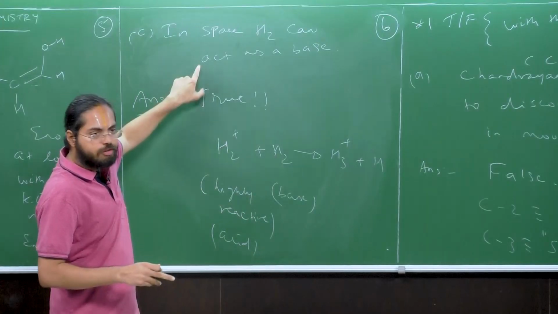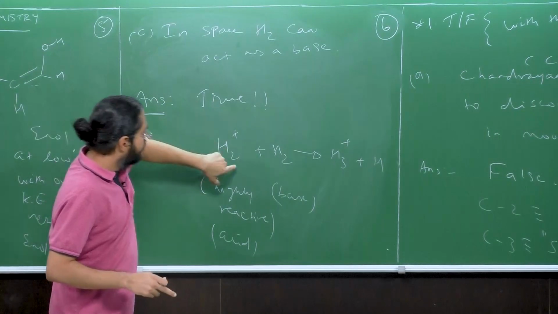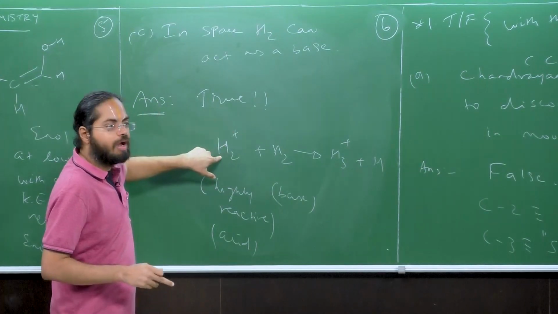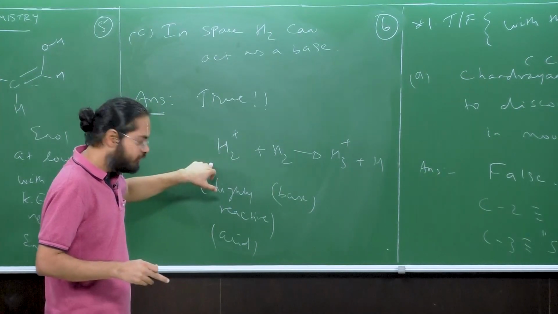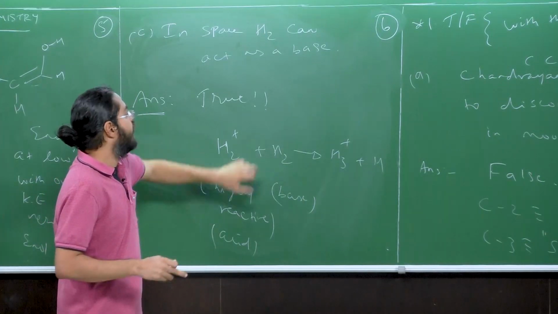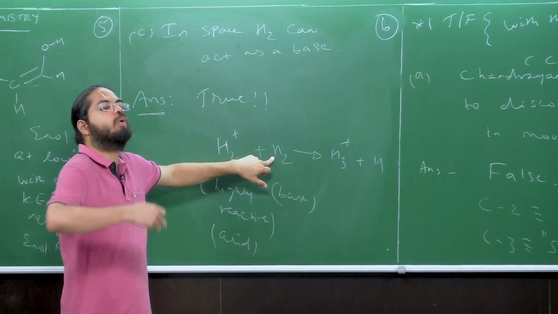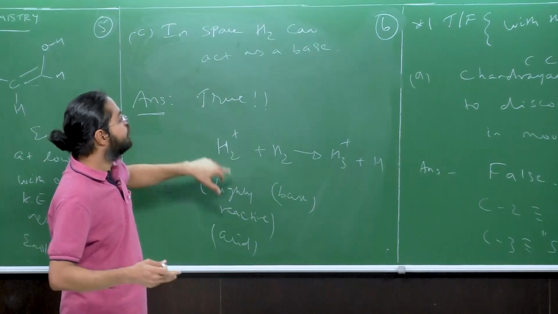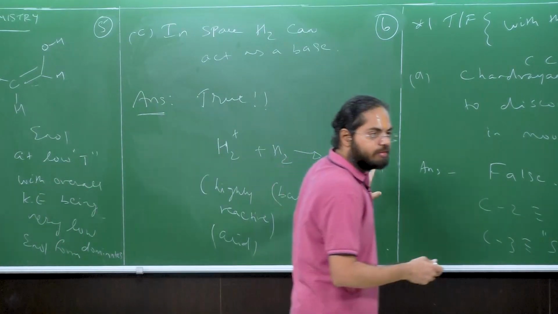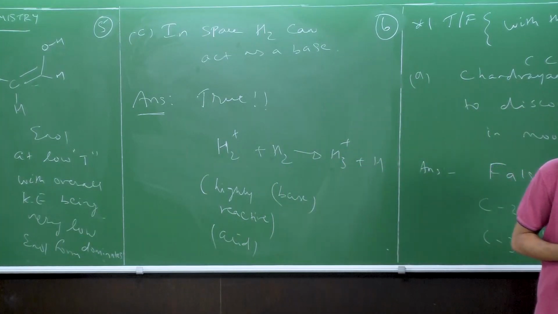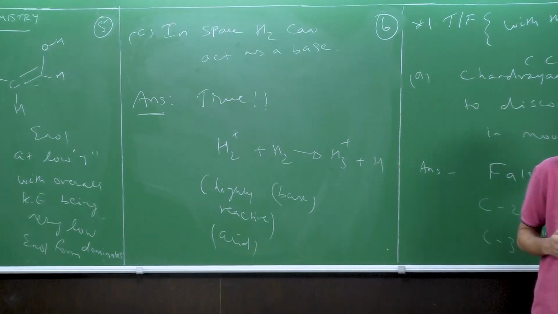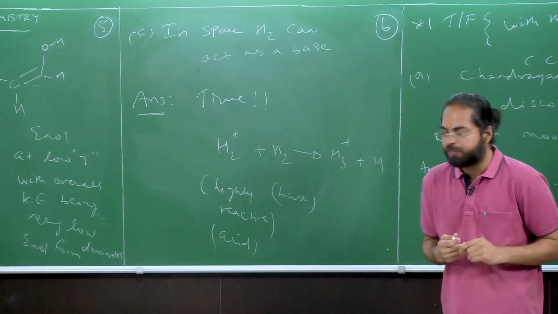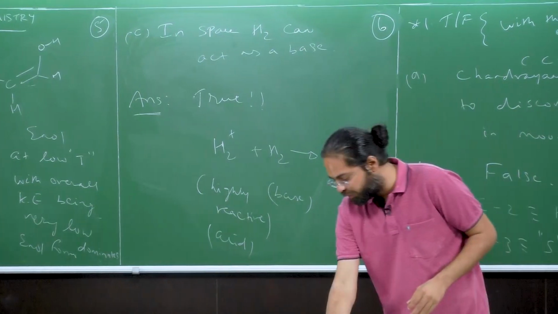But in the interstellar medium, H2 plus is a very highly reactive species, so it can act as an acid, and so H2, without having any lone pair of electrons, is able to abstract a proton from H2 plus to form H3 plus, leaving this guy to be H alone. So very different acid-base chemistry is possible in the interstellar medium. Okay, we'll now move on to the next question.